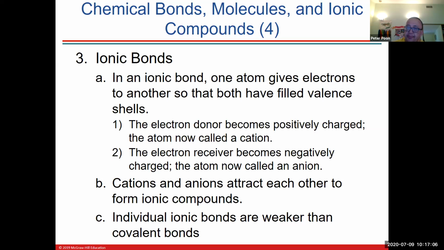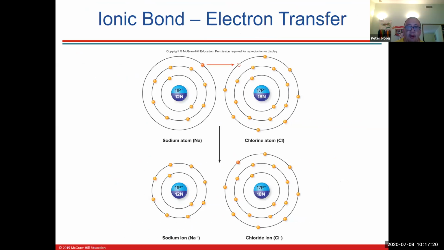Ionic bonds. Like I said, some nuclei really want electrons, and some nuclei really don't want electrons. The best example of this is sodium and chloride. Chloride has 7 valence electrons on the outermost shell, and it only needs 8, so it is really, really electronegative. If it gets 1, it's set and happy.